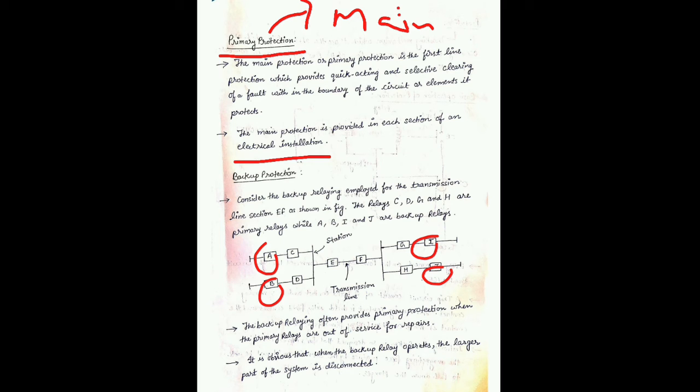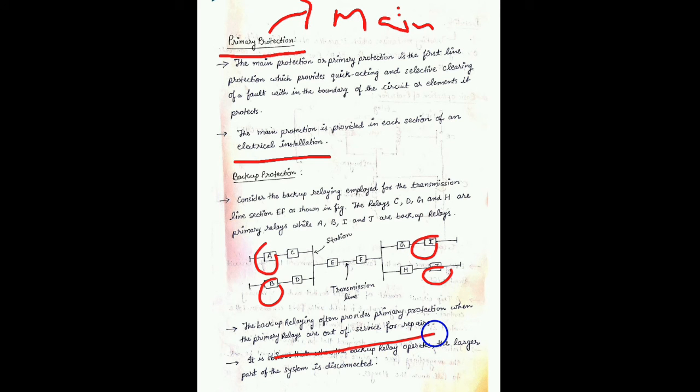If there is any problem in the primary protection, then backup protection comes into the picture. If primary protection corrects the fault, then there is no requirement of backup protection. But we connect the backup protection for the future perspective. If there is any problem in the primary protection, then we can correct the fault with the help of backup protection. Backup relays often provide primary protection: sometimes the backup protection will provide primary protection when primary protections are out of service.